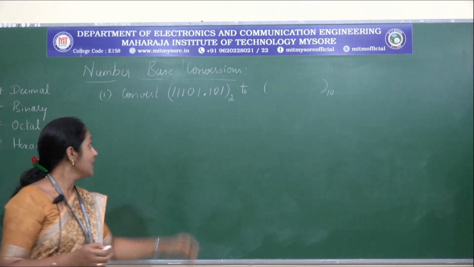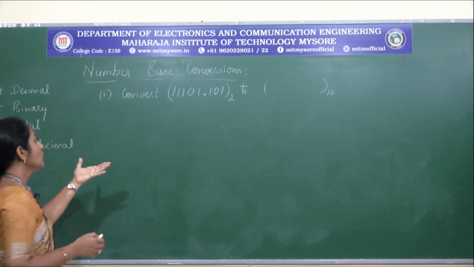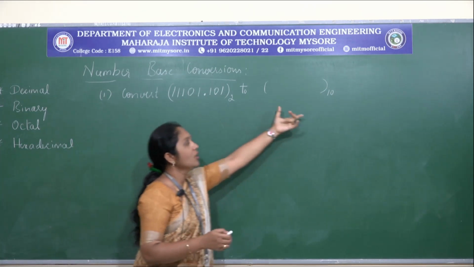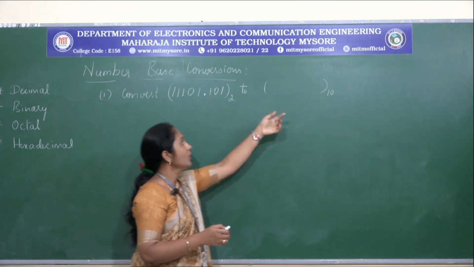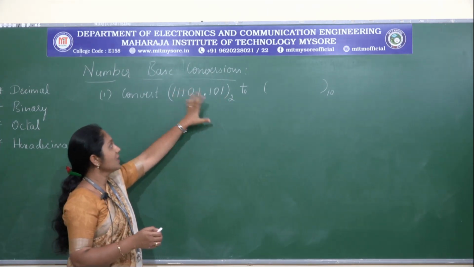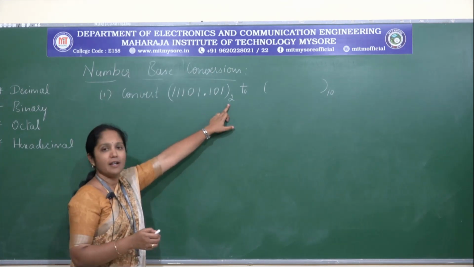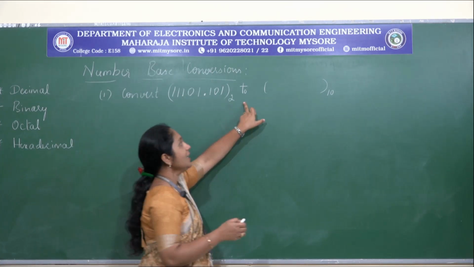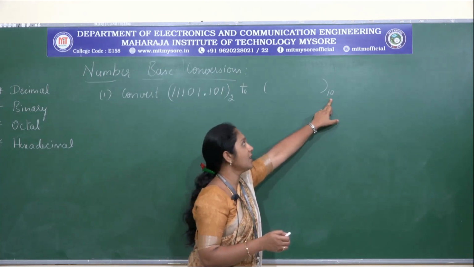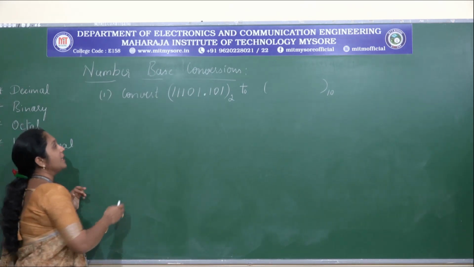Now let me consider an example. The first problem I have considered is to convert the given binary sequence to a decimal number. You can observe here that this is the way we represent the binary sequence, indicating the radix. Similarly, to represent a number in decimal, we write 10. Now let us consider the binary number.